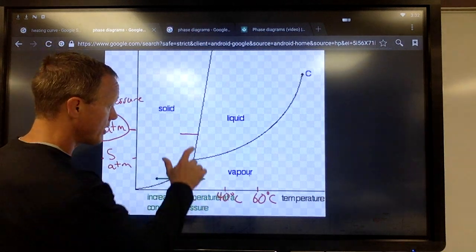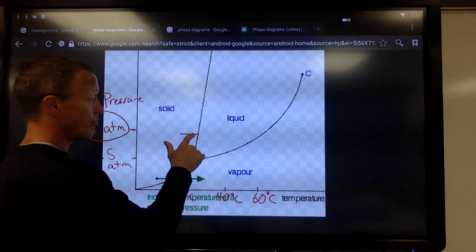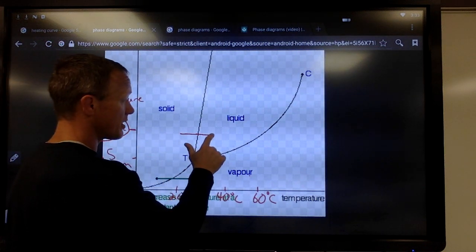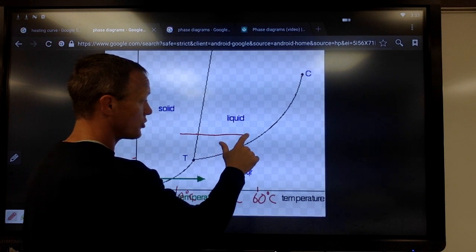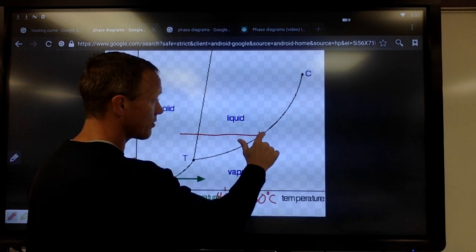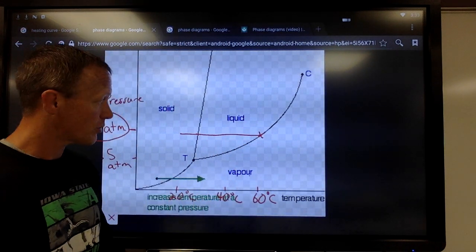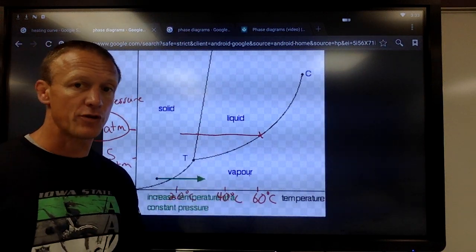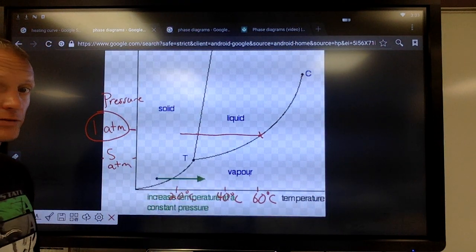If you kept heating it in this room, so at the same pressure, kept heating, once you get to right here, this is liquid getting hot. Once you get to right there, now it would start to boil. So its boiling temperature is about 60 degrees in this room at 1 atmosphere pressure.